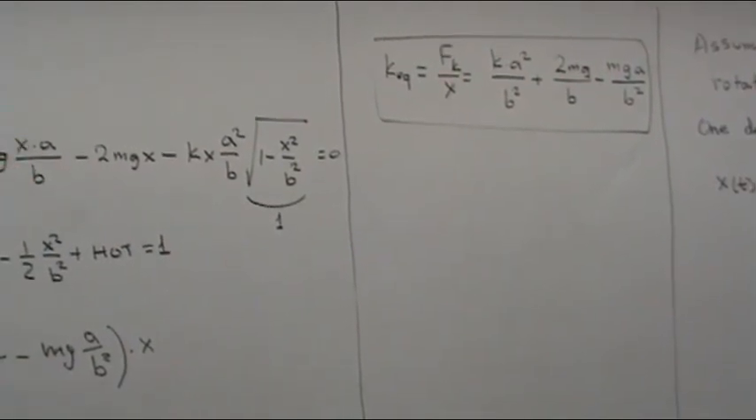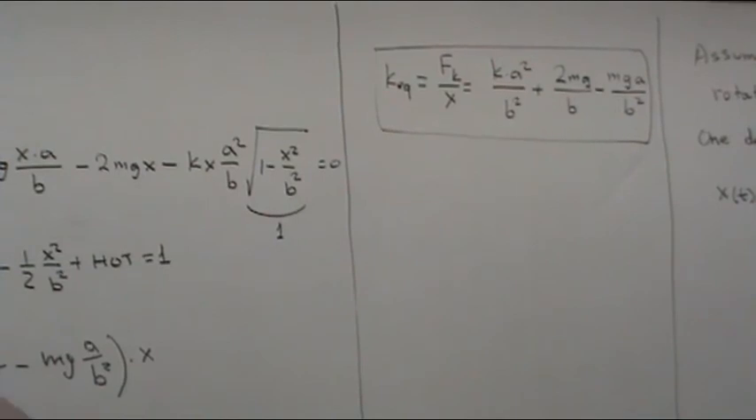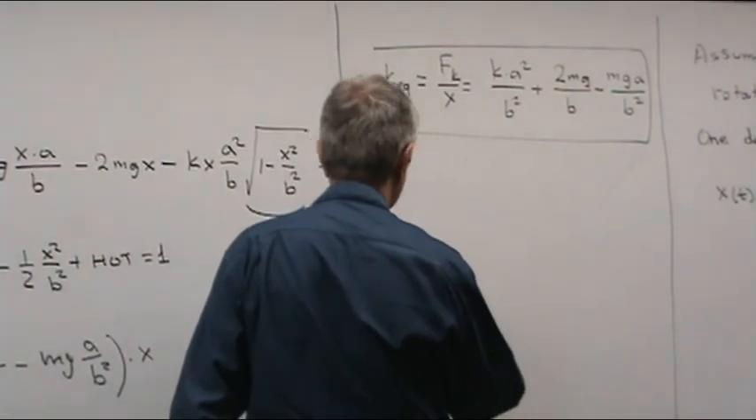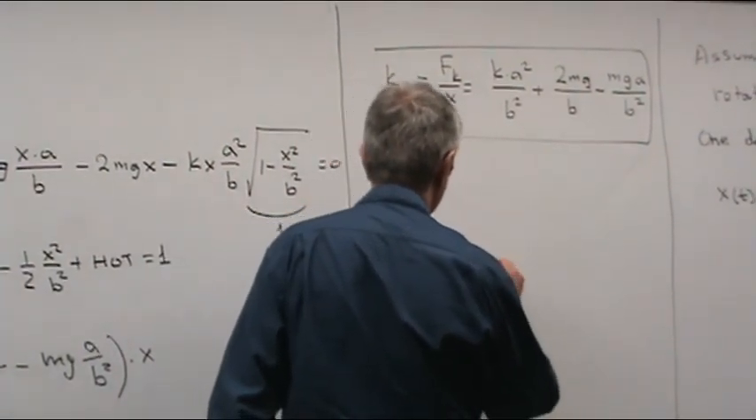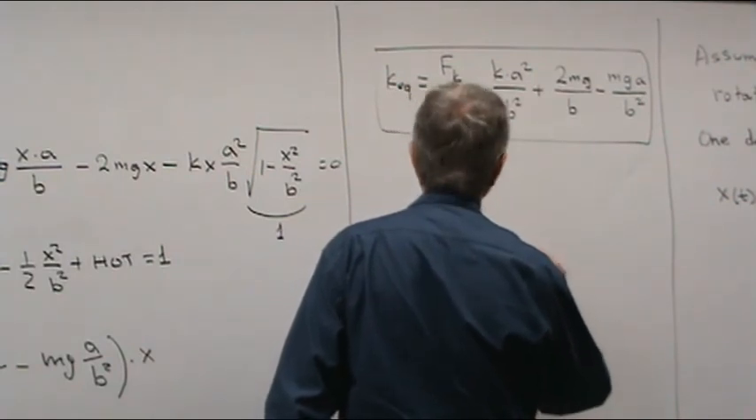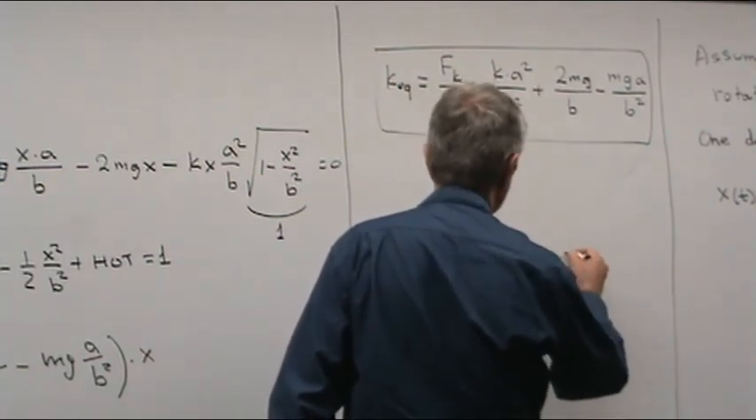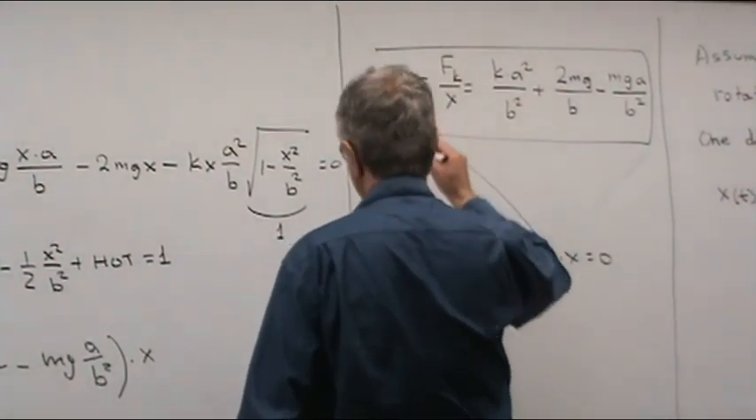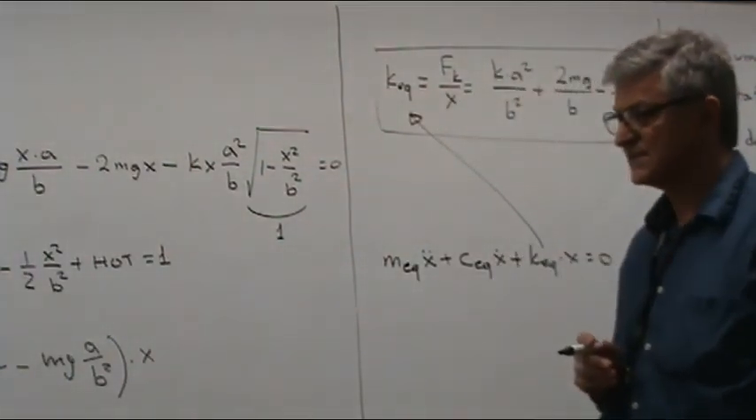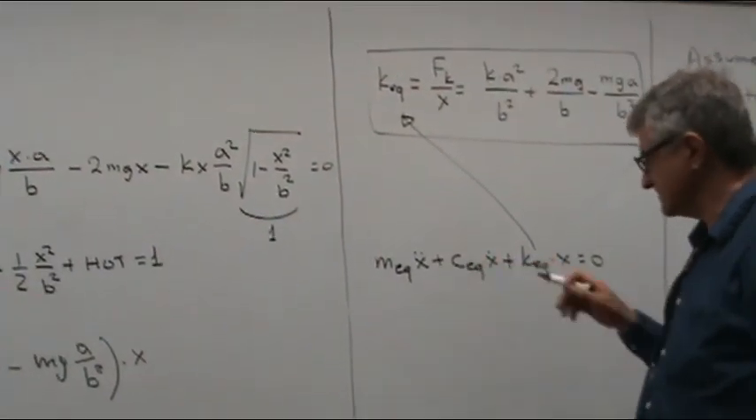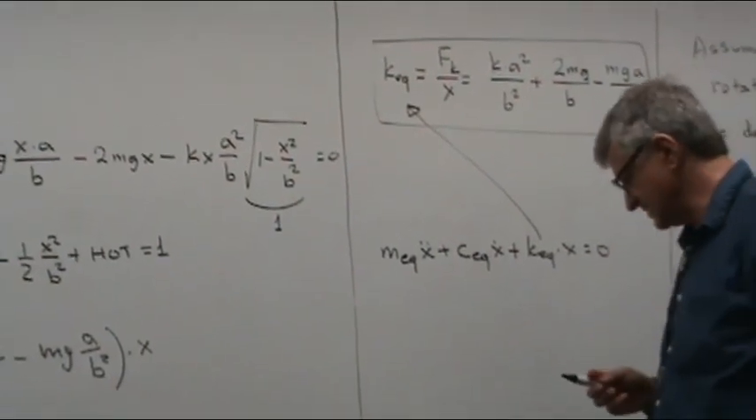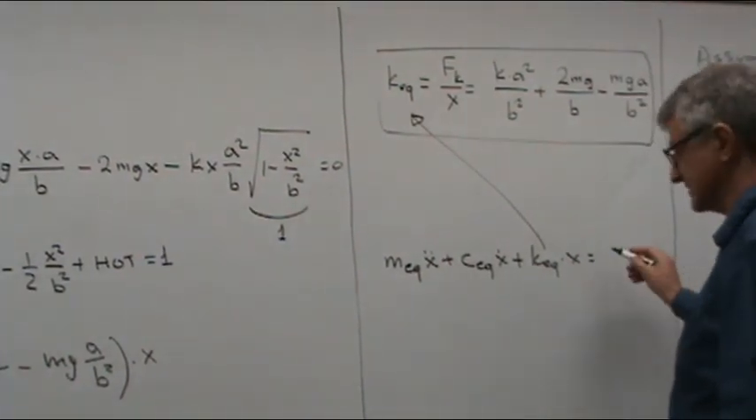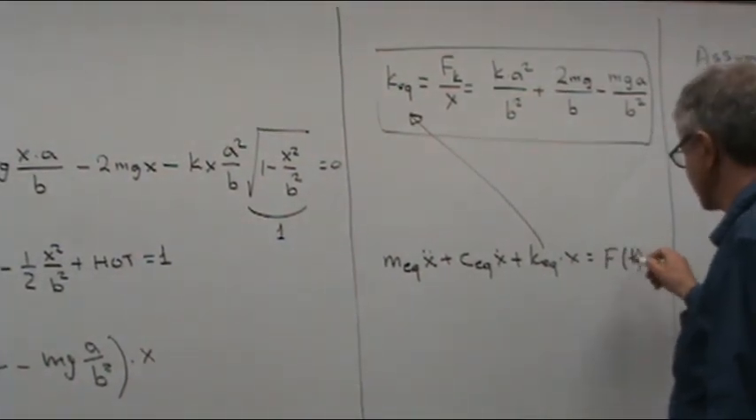So this is the first part of the equation. Next time we're going to complete the equation, which will be M equivalent times x double dot plus C equivalent times x dot plus K equivalent times x. So far we have found K equivalent. Okay? So next time we'll complete this equation by finding the other terms. Oh, I'm sorry, and if you have an external force, as we assumed, this is F of t.